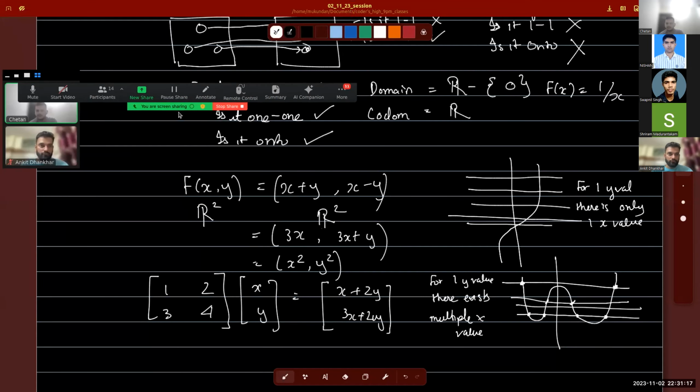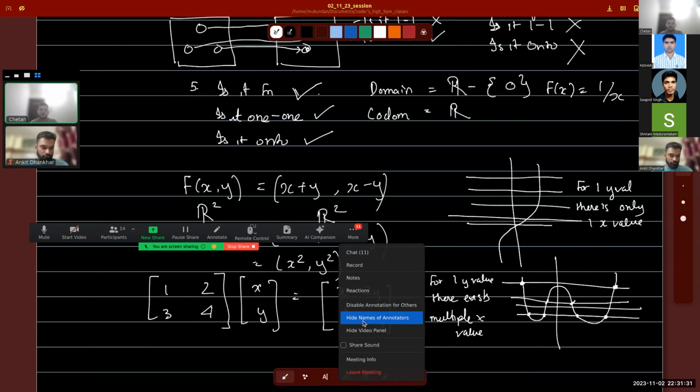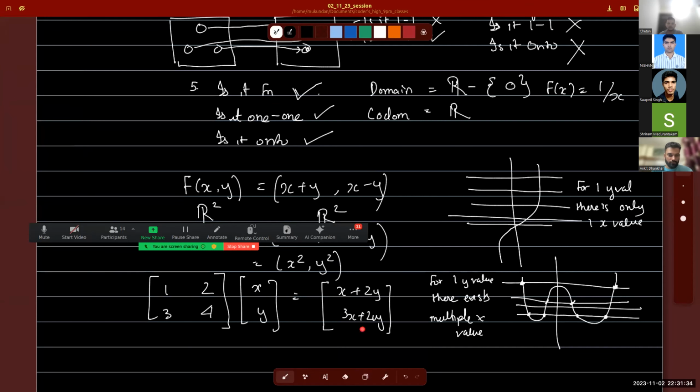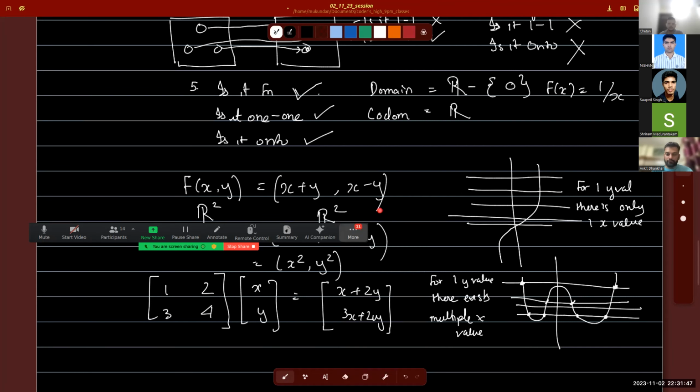How do you hide this stuff? I don't know. Control Alt Shift H. No, it's not happening. Leave it. Okay, do one more thing. Just go to more. Hide video panel. Oh no. Maybe there is some other option as well. Just a second. Okay, leave it. I'll just move it around. This is madness. I just thought I'd highlight these points in some other colors so that it's easy.